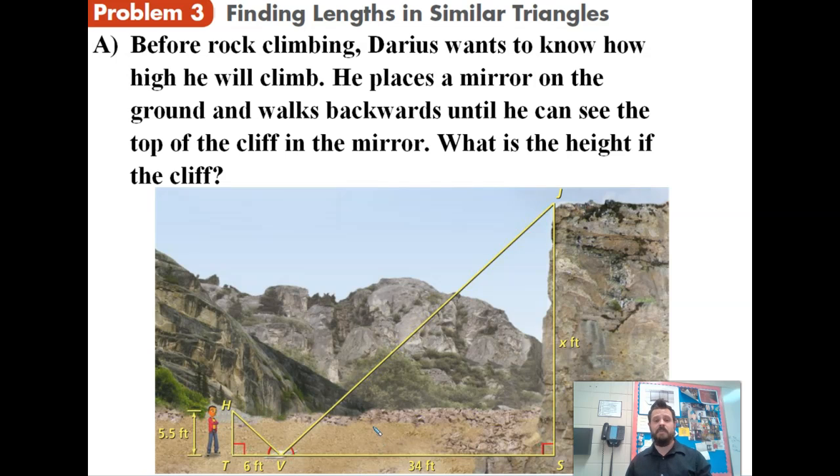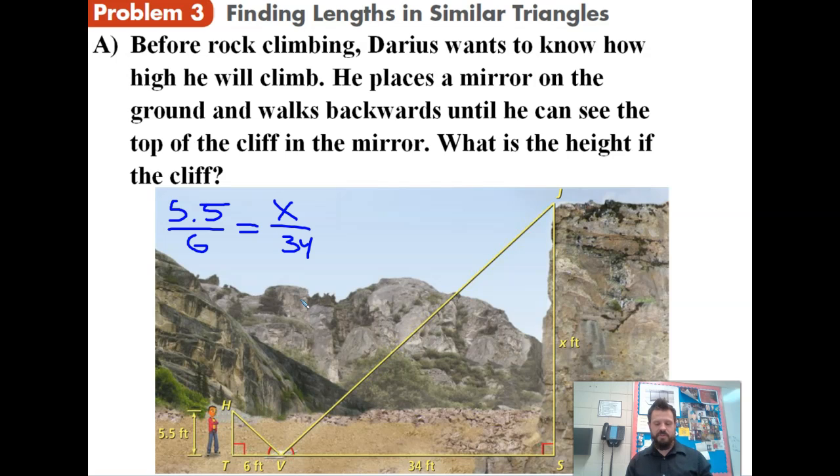Okay, what I can do then is make some direct measurements of stuff that's easy to measure. Let's say our eye level is 5.5 feet above the ground, and we're standing 6 feet away from the mirror. Easy to measure. We can then measure along the ground to the cliff from the mirror, which is 34 feet. It's not difficult to measure along the ground. And what I can do with that information is set up a proportion. I can say 5.5 over 6 is equal to the height x over 34.